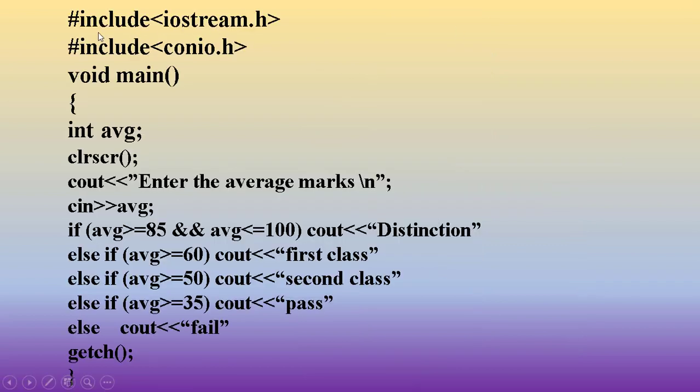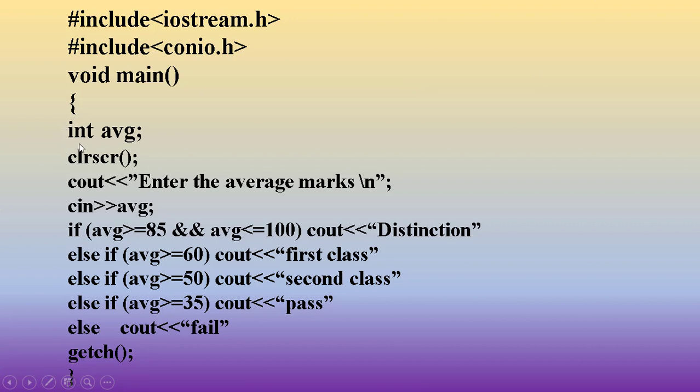So in order to declare the result of the student, we need these header files. In all the programs, it is compulsory to write these header files, that is hash include iostream.h, hash include conio.h. Then we have void main. Void is a data type and main is the main function. Without this main function, you cannot write any program. Then we have opening and closing bracket.